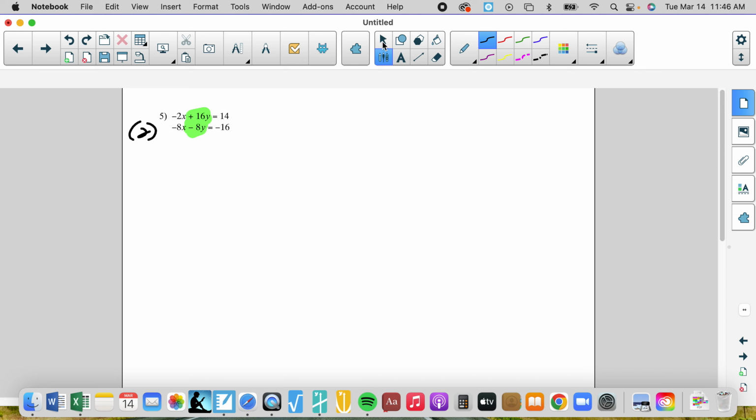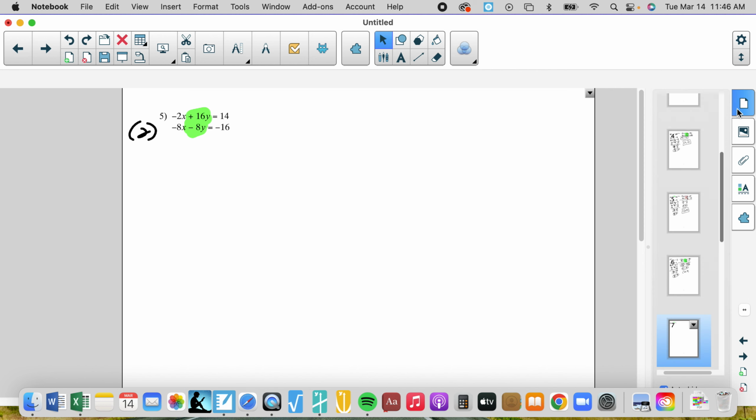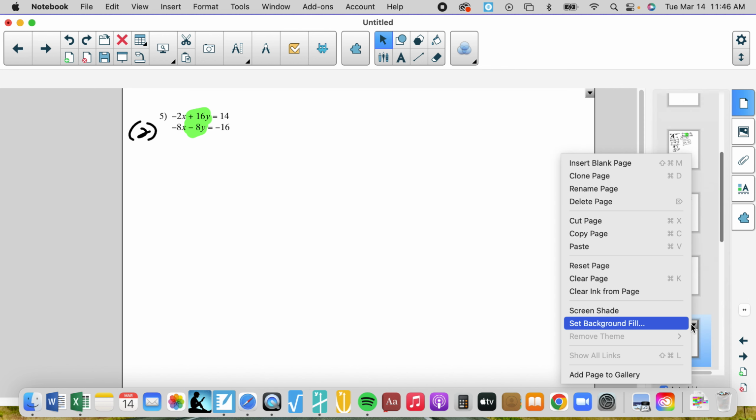But let's do a little, no, I don't know what happened there. What? Oh, that's a full page, that's why. Let's duplicate, clone page.